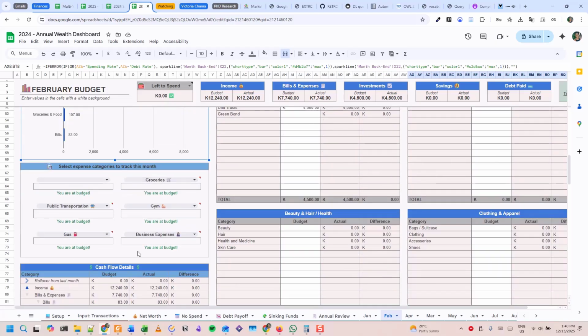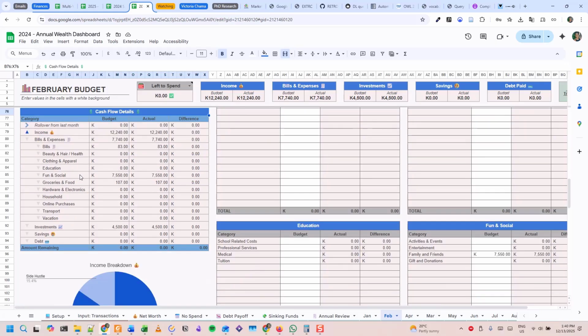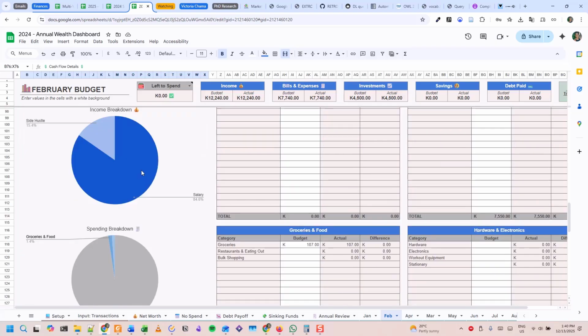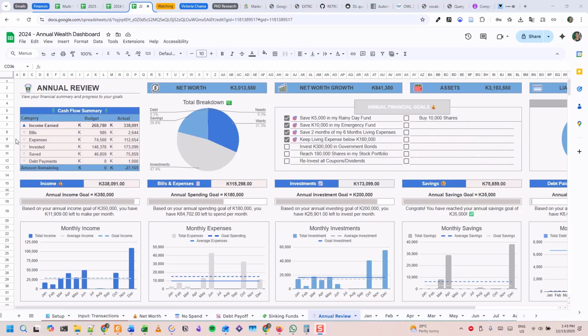It also allows you to focus on 6 budget categories that you want to track and stick to in that particular month. And then it gives you a better breakdown of your cash flow details according to major financial category, whether it's income, budgets, or investments and savings. Then it will give you an overview of your budget categories, your spending breakdowns, as well as your savings and investment breakdown.